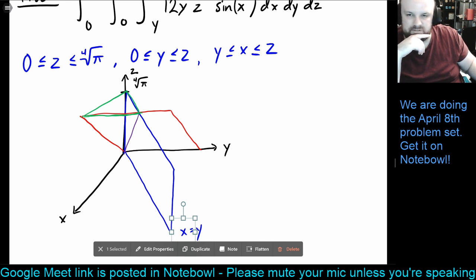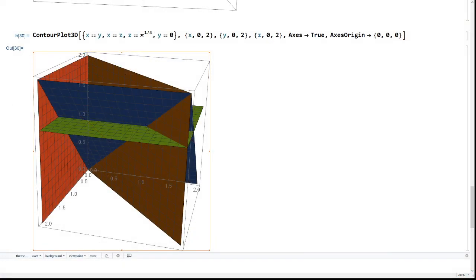So I'm going to show it first from the same perspective where z is going up, x is coming at you, y is kind of going to the left. So it sort of looks like this. These are the 4 planes in question. So this blue one here, this is x equals z. This orange one here, it's kind of a dark orange, but this is x equals y. This green one is z equals the 4th root of pi. And this red one back here, this is the xz plane itself.